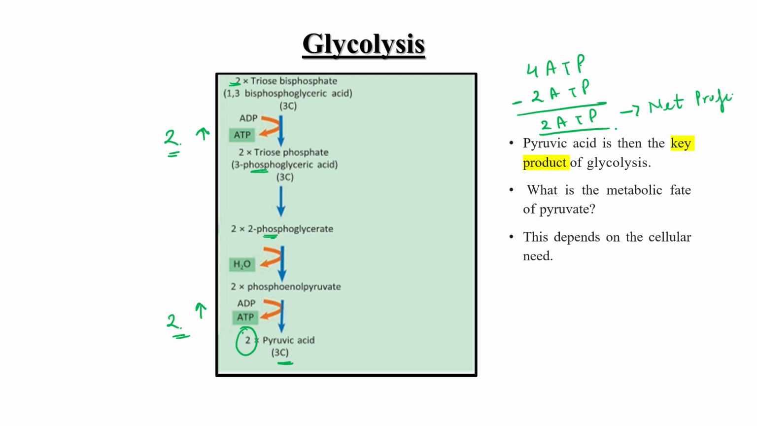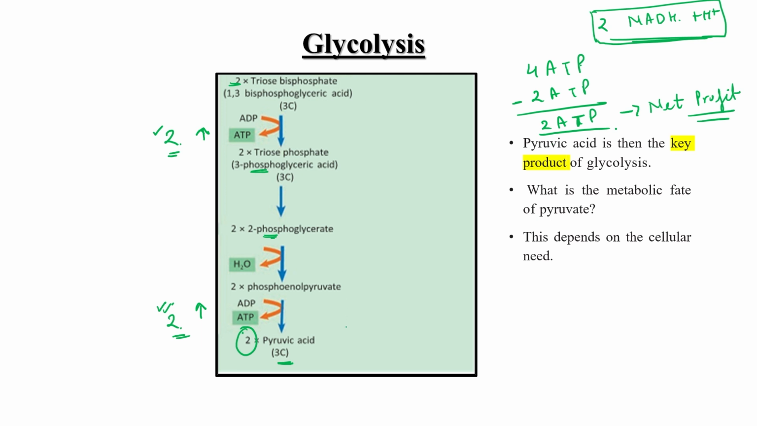Net profit: 2 ATP, because initially we have invested 2 ATP and a total of 4 ATP we have generated, right? And 2 molecules of NADH we have generated, and this is converted into ATP molecules in mitochondria in another pathway. It requires mitochondria, and this glycolysis occurs only in the cytoplasm. So here only 2 ATP is our net profit.